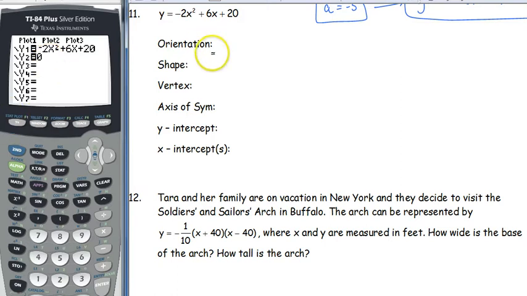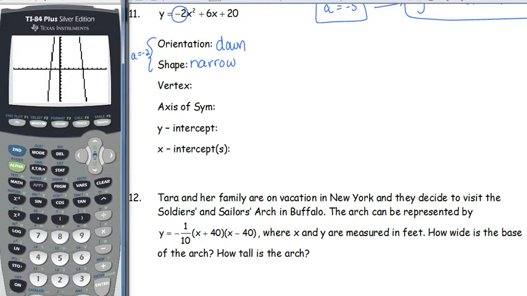We're going to look at the orientation. When I look at the orientation of my graph, I know that I'm going to look at the a value. And we have a is a negative 2. Because it's negative, our graph is going to be going down. And because the a is greater than 1, the shape of that parabola is going to be a narrow shape. When we look at the vertex, unfortunately our equation is not in vertex form, so we can't just get it from looking at it. So what we want to do is we want to go ahead and graph this.